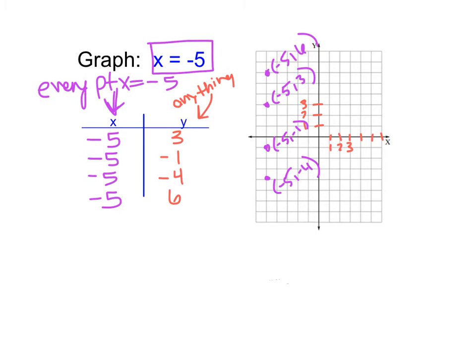And what you should be noticing here is that when all of these x values are -5, we form a vertical line.